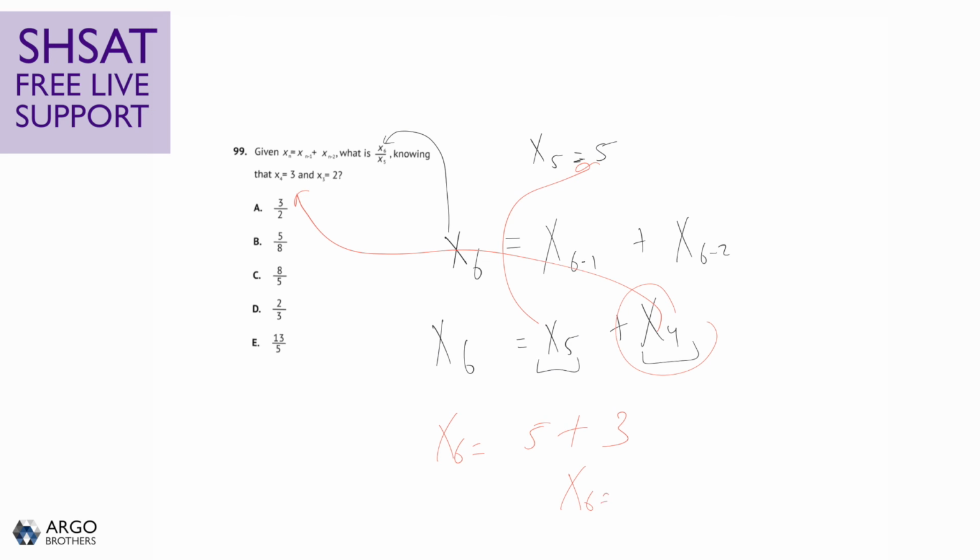So x sub 6 is equal to 8, and I know x sub 5 is equal to 5, and ultimately I'm trying to look for this. So x sub 6, which is 8, over x sub 5, which is 5, and the answer is 8 over 5. Answer choice C.